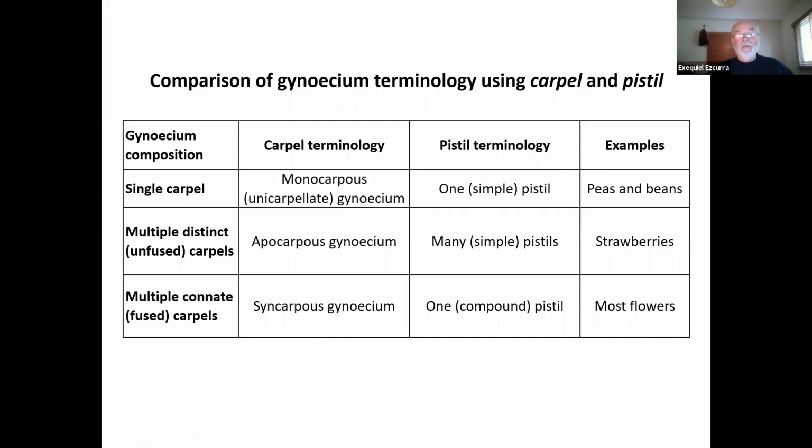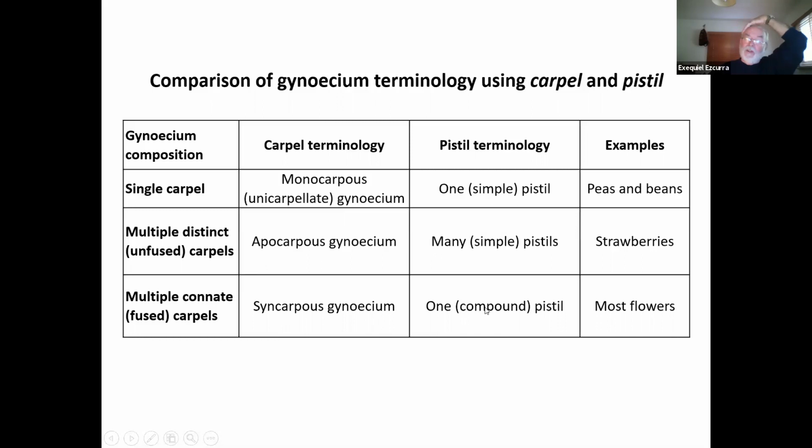So this gives a fairly complex terminology. Plants can have a single carpel with a simple pistil. Plants, as in peas and beans, for example, can have multiple distinct carpels that are not fused, and that gives many simple pistils, as in the little fruits on the sides of the strawberries. But plants can have multiple connate or fused carpels that will give one single pistil. So carpels and pistils are not synonymous.